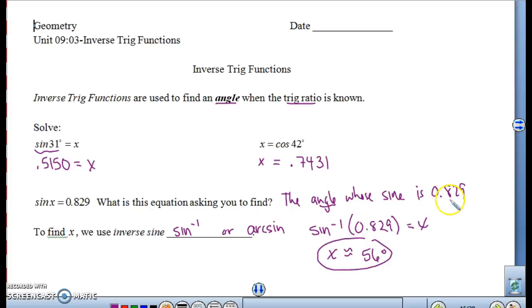So when you have the ratio and you're trying to find the angle, you have to use inverse sine. So you have to use second and then sine on your calculator, and that will find it for you. So let's try some more.